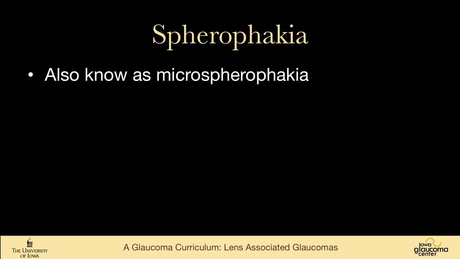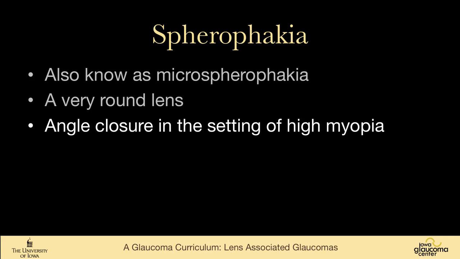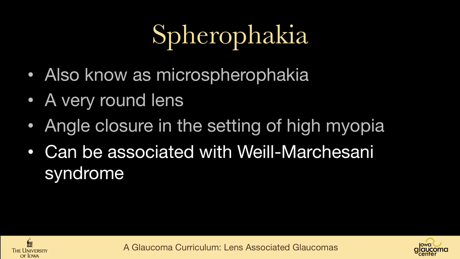Spherophakia, sometimes also called microspherophakia, is a condition where the lens is very round, and that can cause pupillary block. And this is a unique condition in which somebody has pupillary block angle closure glaucoma in the setting of high myopia. So if you see somebody with pupillary block and they're a -10 myope, then they have spherophakia until proven otherwise. It can be associated with a systemic disease called Weill-Marchesani syndrome, in which people tend to have short, stubby fingers. They tend to be sort of the opposite of Marfan syndrome, small stature, short fingers.